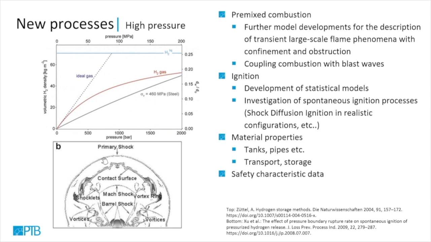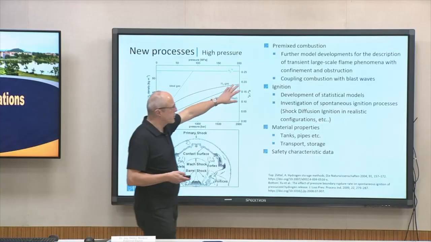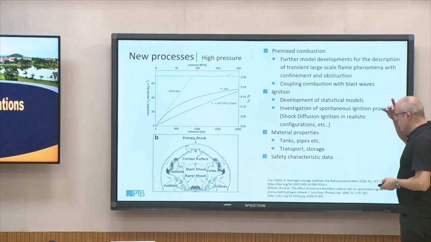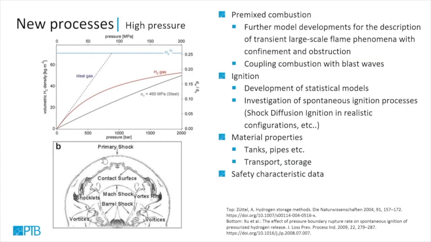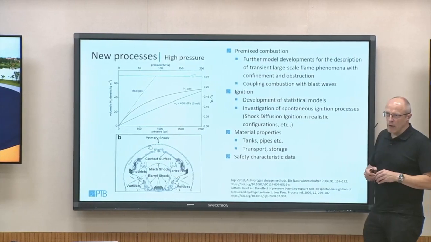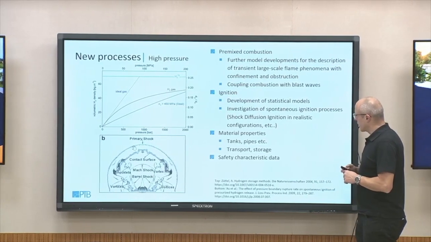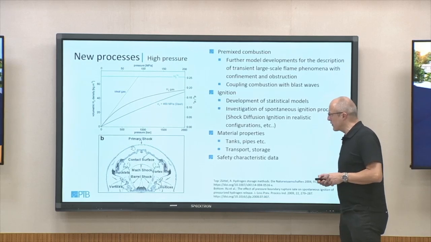So this is a well-examined problem, but nevertheless we need further model description or development for the description of these large-scale phenomena, especially the coupling of combustion with blast waves. There is still a lot of demand for research. But then also we have to do some work with material properties. So if we store hydrogen at 700 bar, there are several classifications, of course, but there's also a lot of work going on in this area.